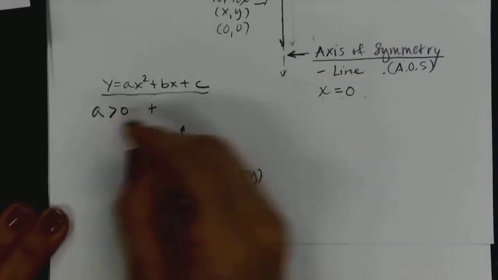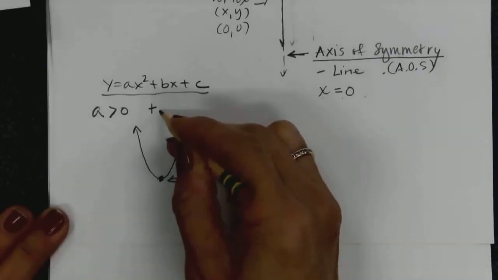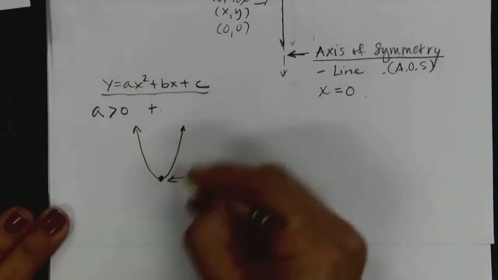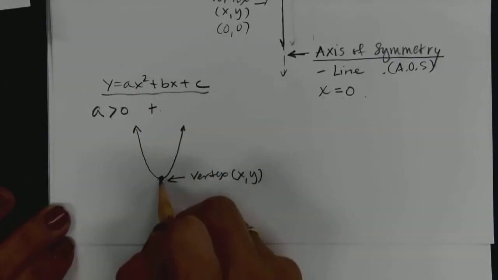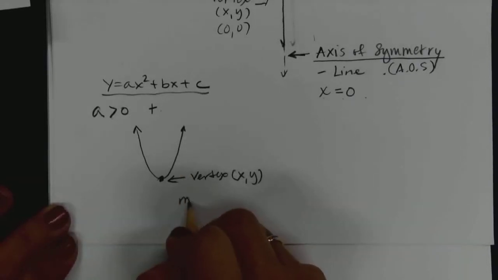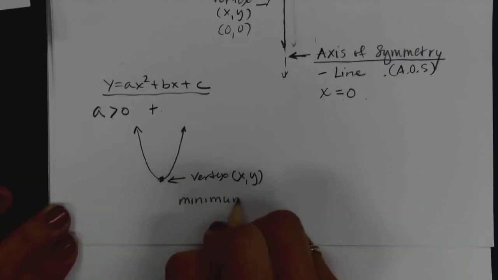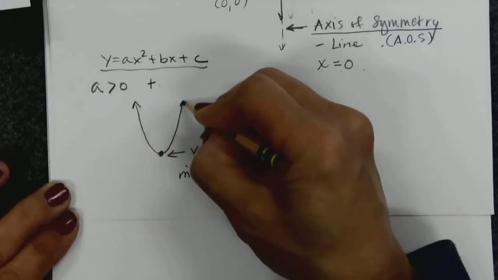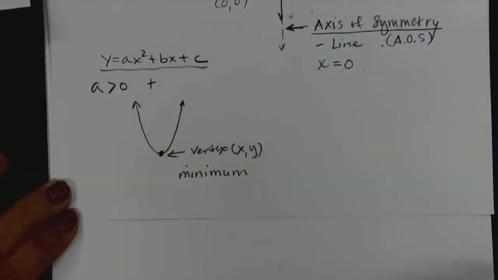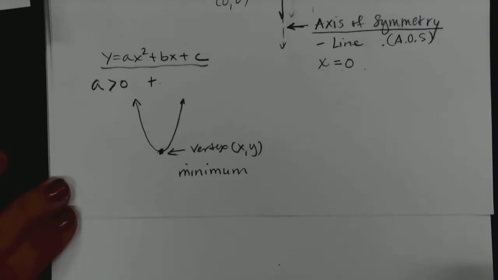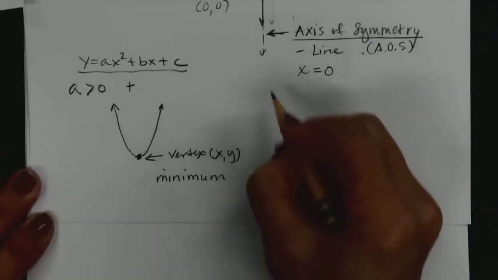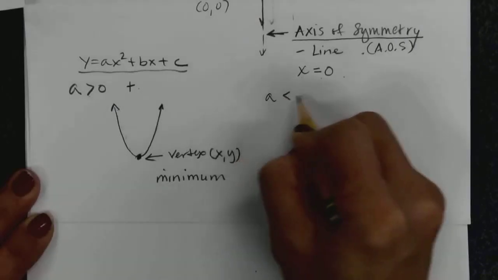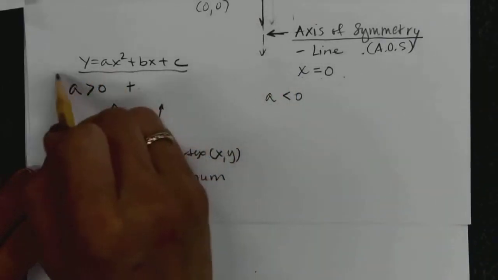So when a is greater than 0, when the a value is positive, then my parabola opens up like this. And this vertex is a minimum because it's the lowest point of the parabola. I have points all along here, and this will be the lowest point. So we call that point the minimum. Now, if a is less than 0, that means a is what?